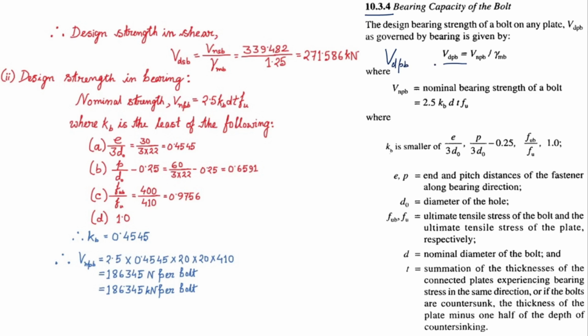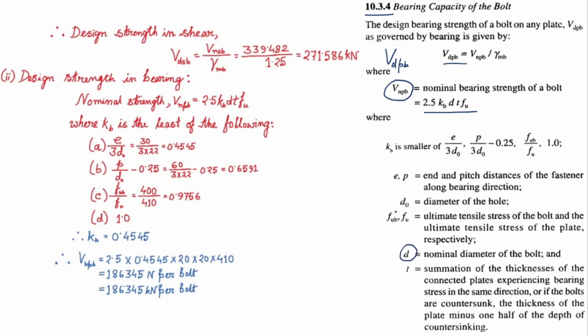Here also we have to calculate the nominal bearing strength, which is denoted by V nPb, and then we have to divide it by gamma mb. So what is the formula for V nPb? 2.5 kb d t fu. Okay. So what is small d? Small d is the nominal diameter of the bolt.